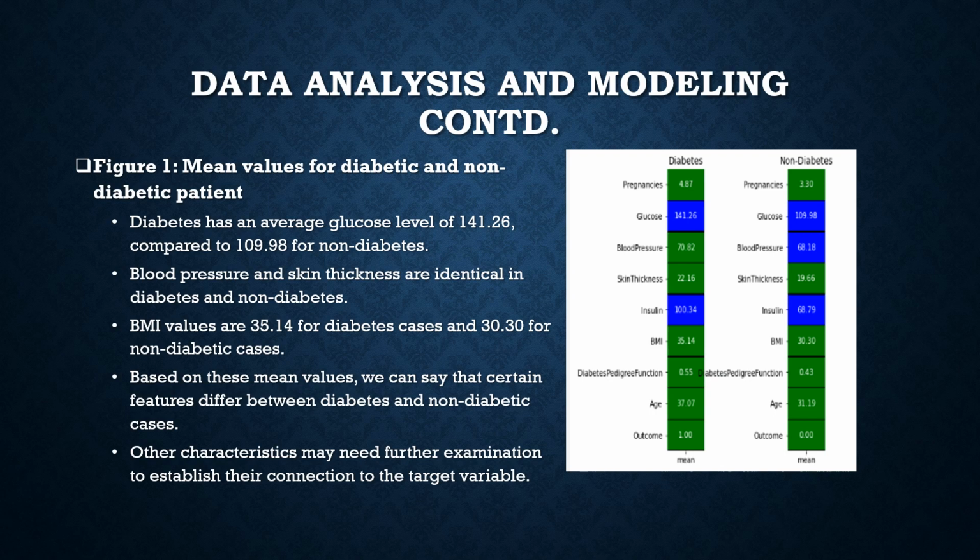Mean values for diabetic and non-diabetic patients. Diabetics have average glucose levels of 141.26 compared to non-diabetic.